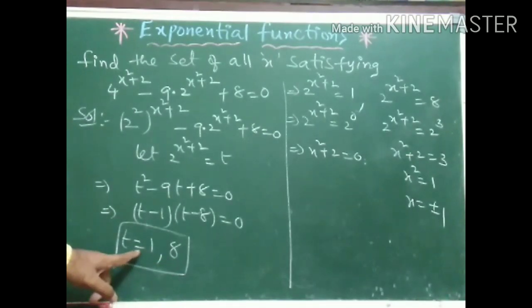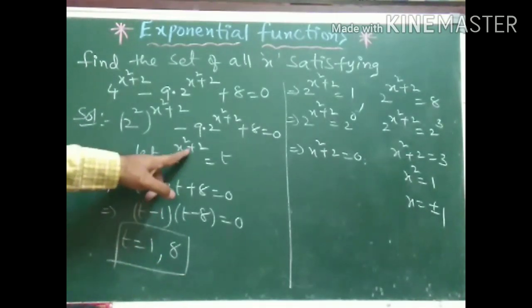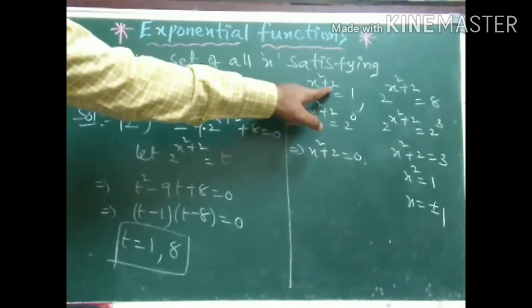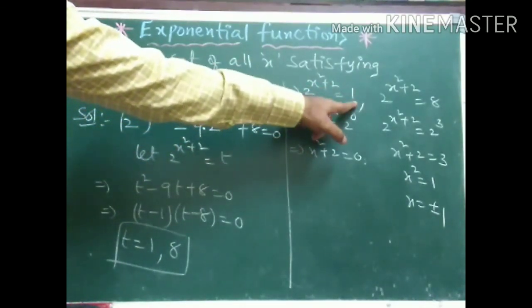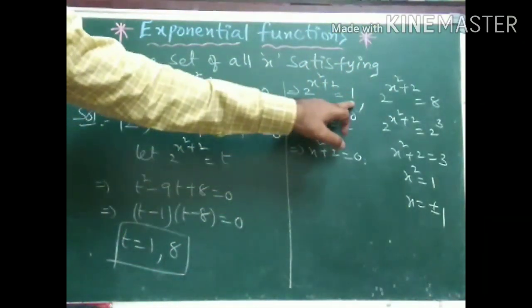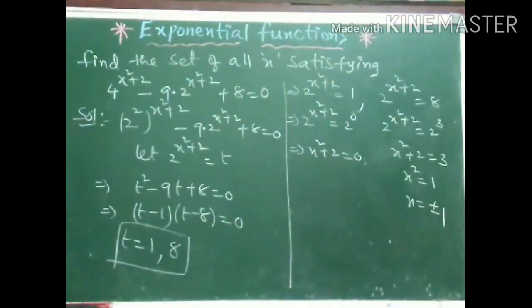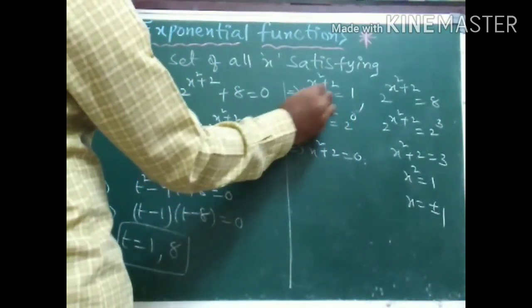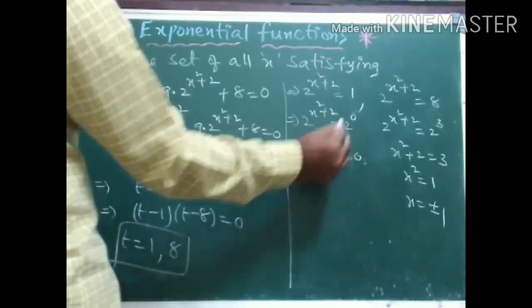But t means 2 to the power of (x square plus 2). Hence let us equate 2 to the power of (x square plus 2) to 1 and to 8. So it is equal to 1 and it is equal to 8. So now it is equal to 1, because here the base is 2, then 1 can I express as 2 to the power of 0.